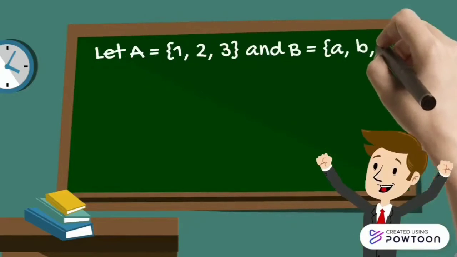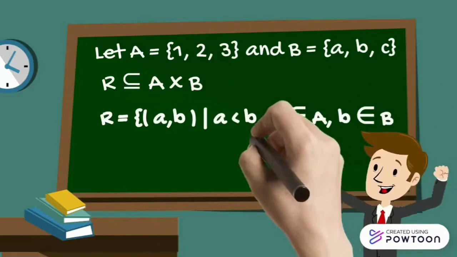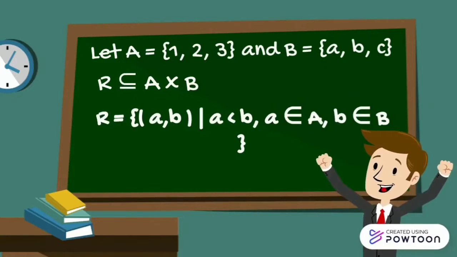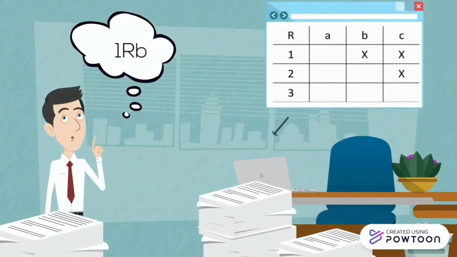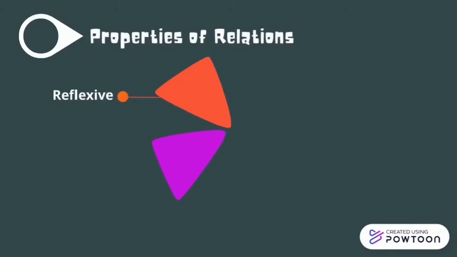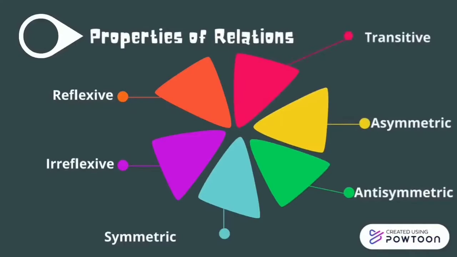For instance, if A is a set containing 1, 2, 3, B is a set containing a, b, c, and given a relation R containing (a, b) where a is less than b, a is an element from set A and b is an element from set B. Hence, we know that 1 is related to b, 1 is related to c, and 2 is related to c. There are 6 different properties of relations, which are reflexive, irreflexive, symmetric, asymmetric, antisymmetric, and transitive.